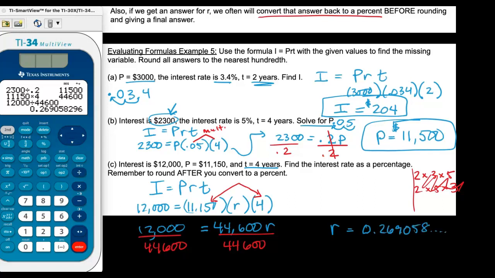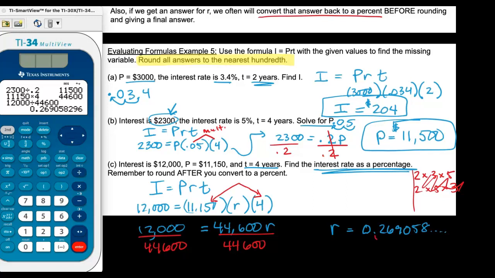So my rate is 0.269058... And so now I'm asked to find this rate as a percentage, and so I need to round after. I need to round because the decimal goes on forever, but I need to first convert it to a percent and then I'm going to round. So in terms of the rounding, we were given those directions at the very beginning, so round all answers to the nearest hundredth. So I'm going to keep that in mind, and I'm going to first convert this to a percentage.